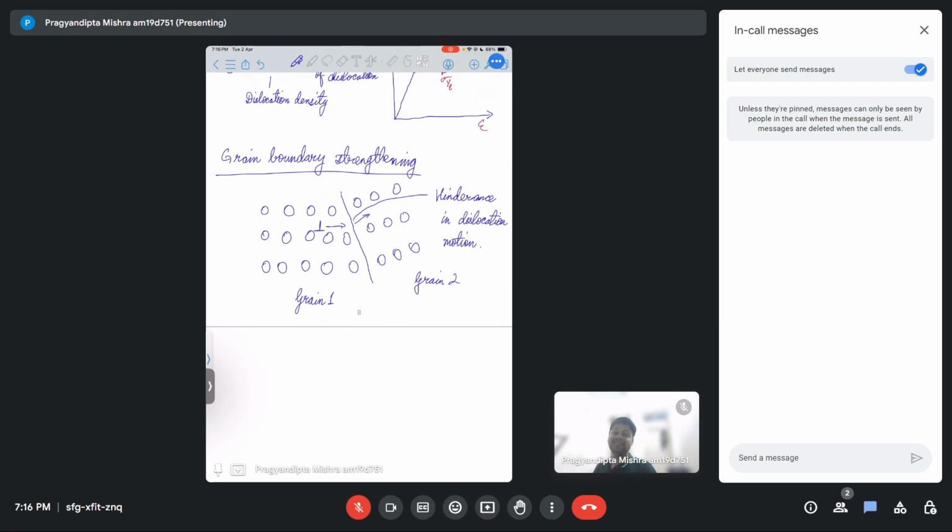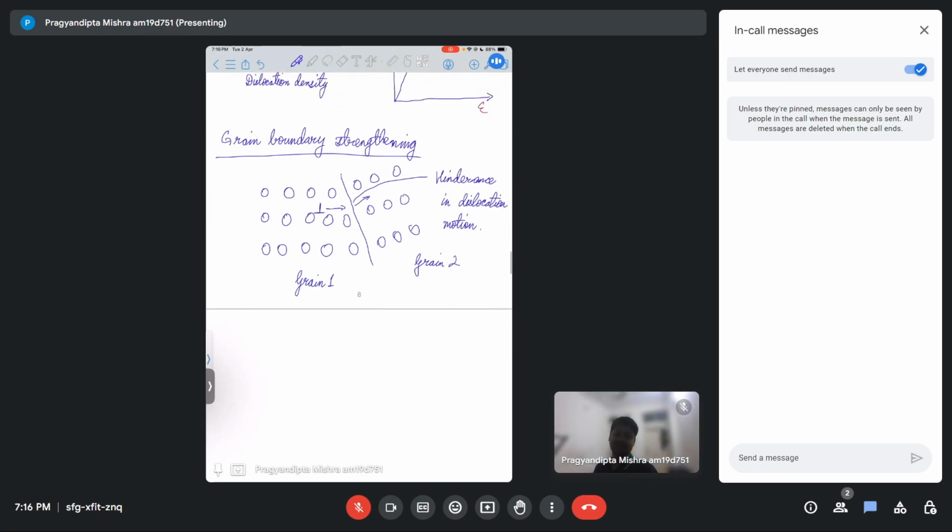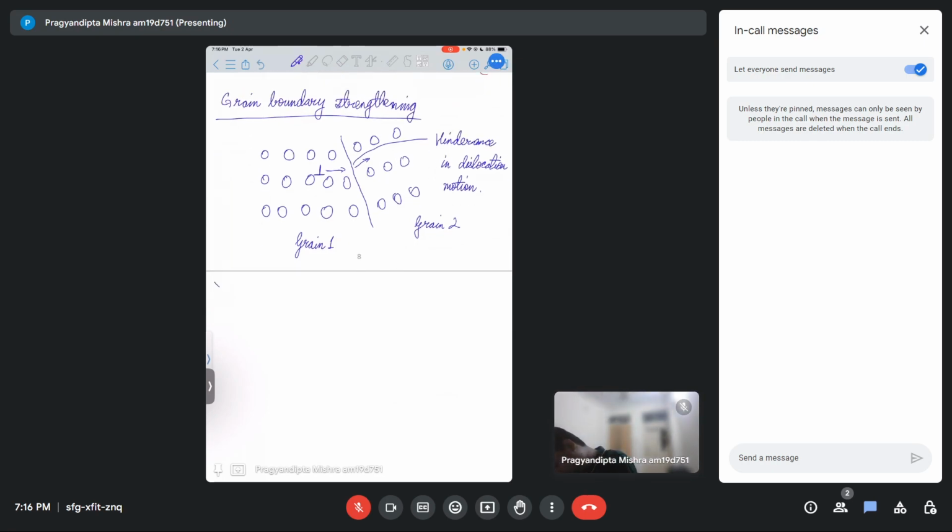Okay. So why does the strengthening occur in grain boundary strengthening? There are two major reasons. First thing, all right, let's write it down actually. Just a second.